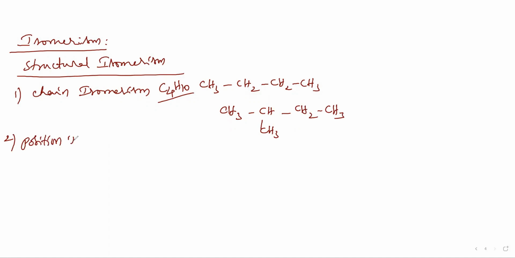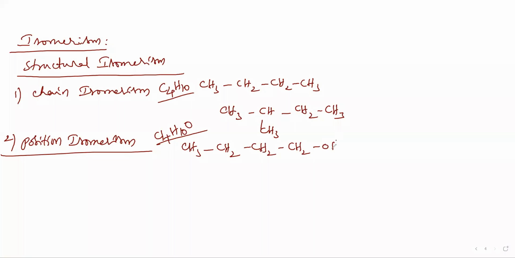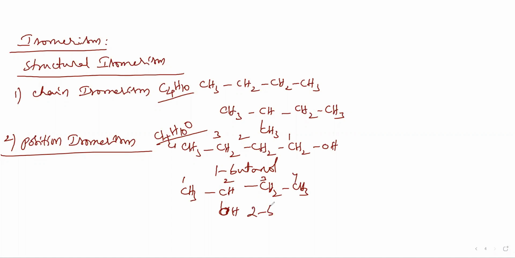Second, change in position of functional group. C4H10O. So the functional group is present on the first carbon, so it will be 1-butanol. But the same compound with the same molecular formula can be written like this. 1, 2, 3, 4. So this is what we call 2-butanol. Now what happened here? Changing position of functional group. Here the functional group is present on the first carbon. Here the functional group is present on the second carbon.